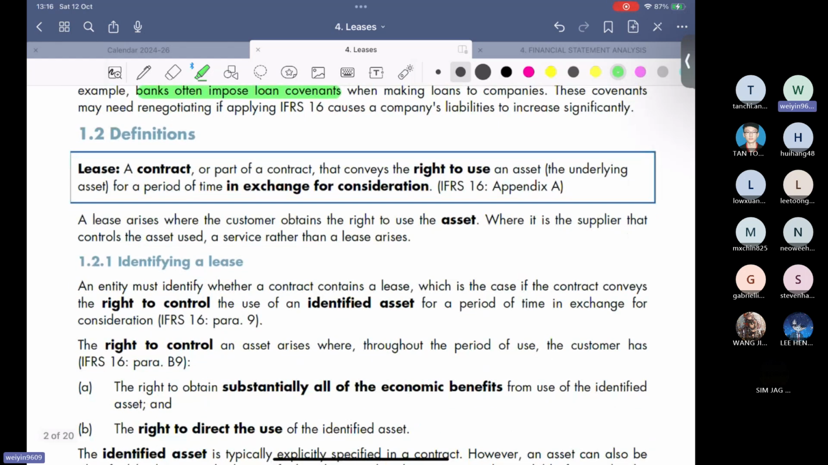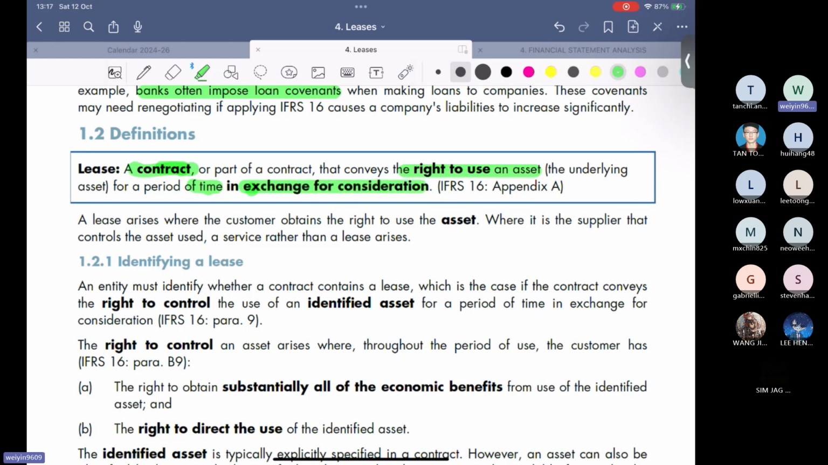So next, let's look at what a lease is. A lease, as mentioned, is an agreement or contract where they allow the conveyance of the right to use an underlying asset for a period of time. That means you have a contract for a number of years in exchange for consideration.